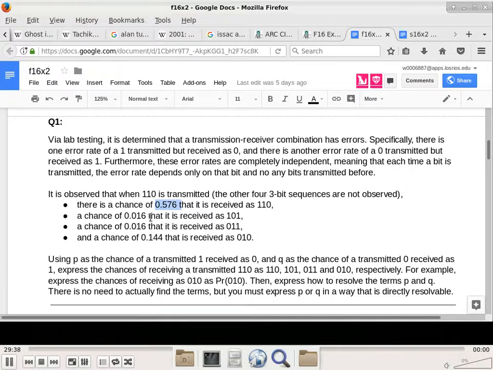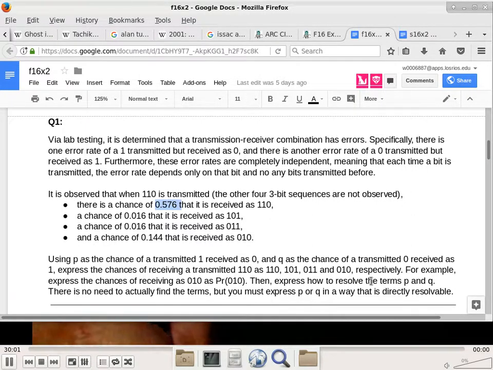Yep, exactly. Okay, and then I want you to express how to resolve the terms P and Q. In other words, how do we find out exactly what is P and what is Q? Because I want to know what are the chances of a 1 received incorrectly as a 0, or a 0 received incorrectly as a 1. So how do we solve that problem?